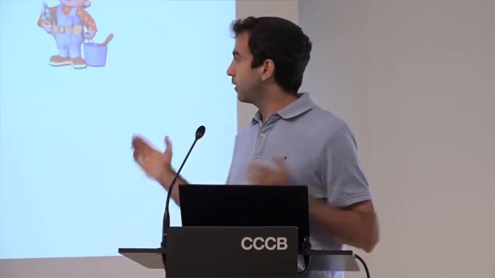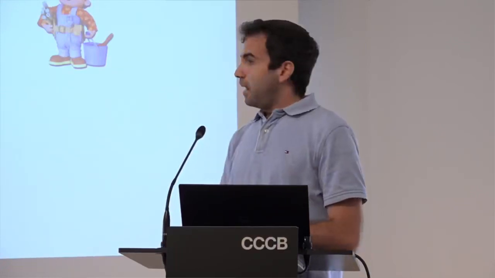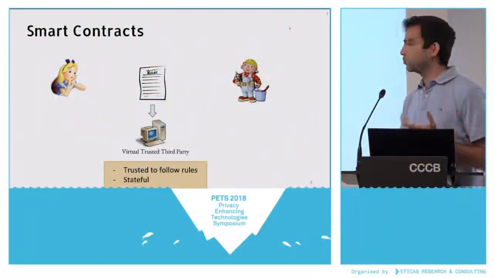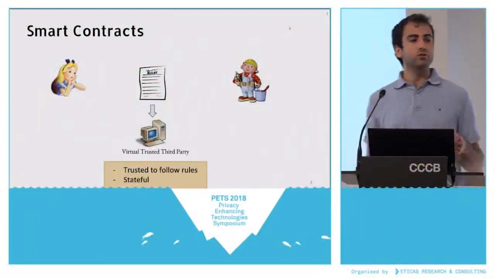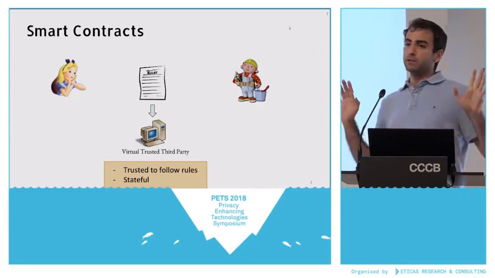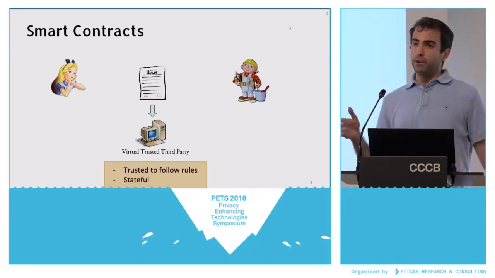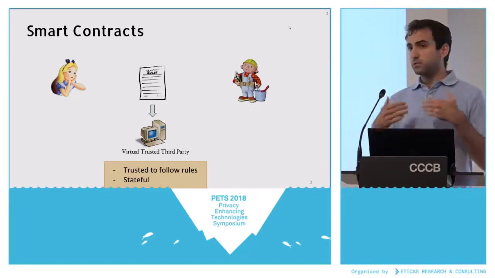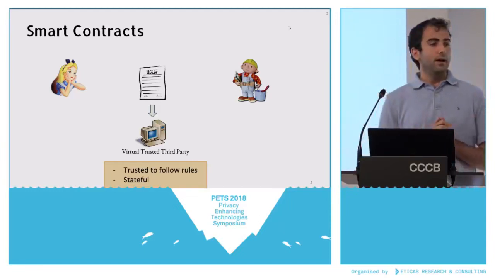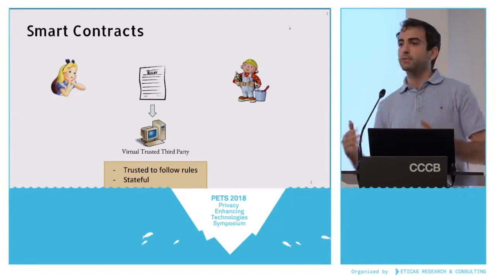So the first question is, what is a smart contract? Well, you have here two parties, but it could be any number of parties. We have Alice and Bob, and they agree to a set of rules. And they want these rules to govern their relationship. So they encode these rules inside a virtual trusted third party. And that third party is trusted to follow the rules, and that's basically it. It allows for stateful contracts, which means you can come back to the third party a few times, and it will update its state, and it can do things based on previous actions.